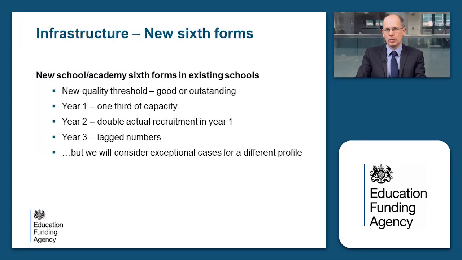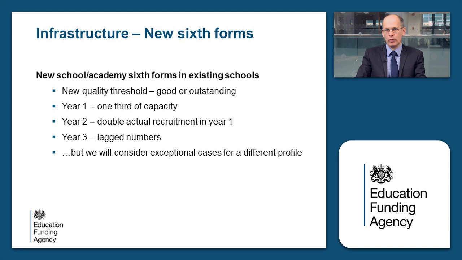I'm now going to talk about a couple of specific issues that will affect only a proportion of institutions. Firstly, new sixth forms. Ministers have decided that proposals from schools or academies for new sixth forms should only be considered if the institution has been assessed as good or outstanding by Ofsted. This will now form part of the criteria applied by local authorities and regional schools commissioners in their decision making.